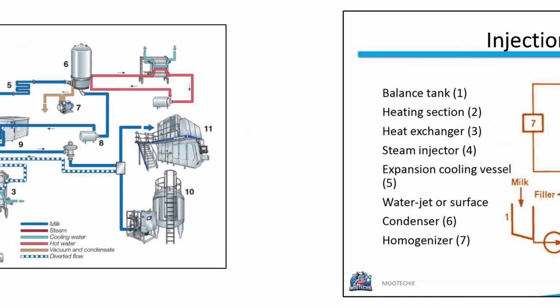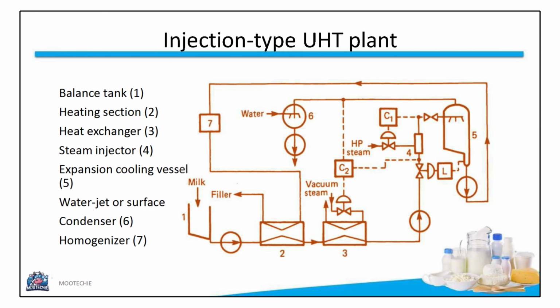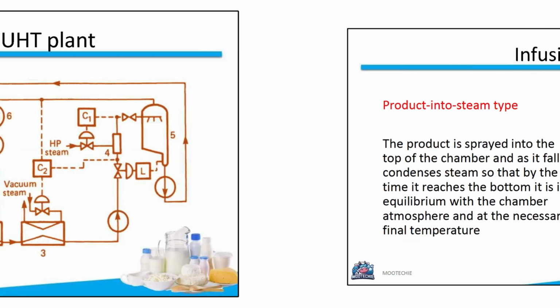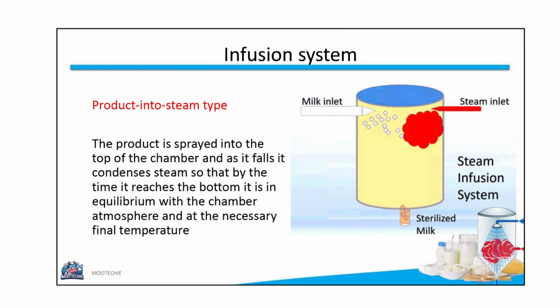An injection type UHT plant diagram shows a balance tank, heating section, heat exchanger, steam injector, expansion cooling vessel, condenser and homogenizer, with flows for water, steam and vacuum. The other direct method is the infusion system, which is a product into steam type. The product is sprayed into the top of a chamber filled with steam. As it falls, it condenses the steam, reaching the target temperature by the time it reaches the bottom.